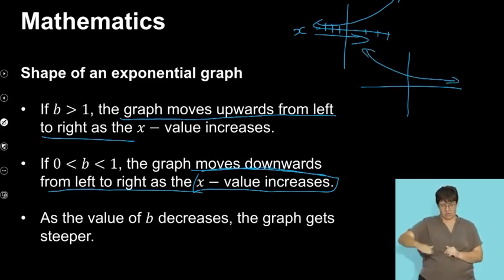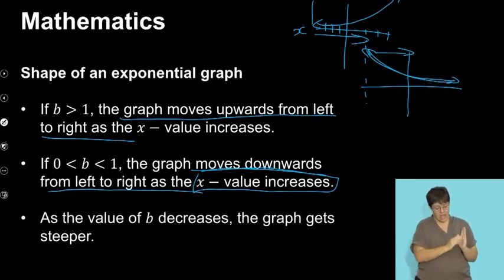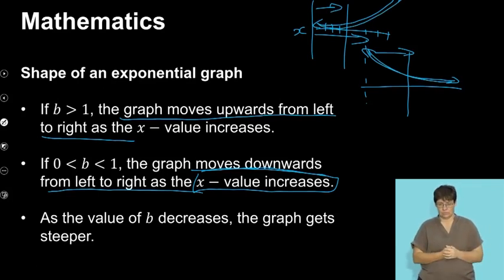And although it has arrows on the end points, someone might say, how do I know that it is moving down or up? We are judging from left to right. So if I move from here and go to the right, you can see the graph is going down. If I move from here to that side, you can see the graph is going up. So that's how we are gauging it, even though it still has arrows at the end point. And then lastly, as the value of b decreases, the graph gets steeper.